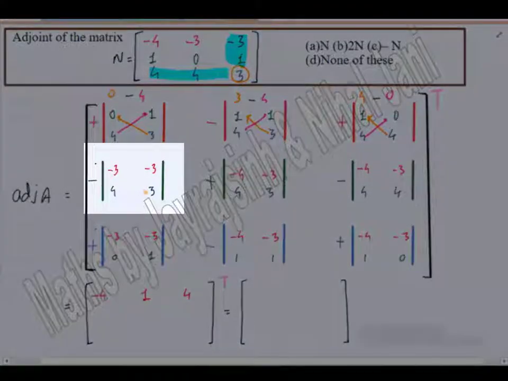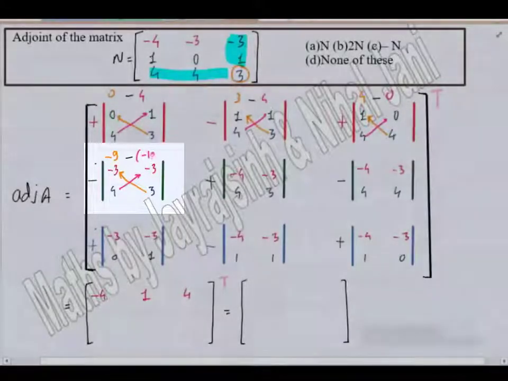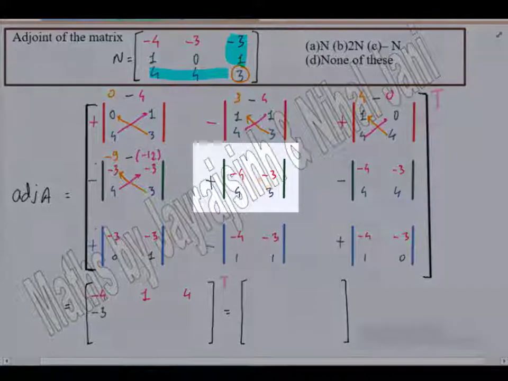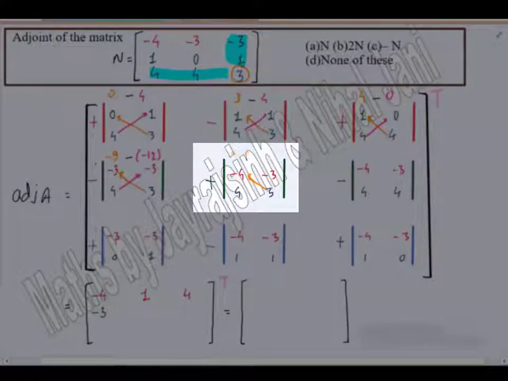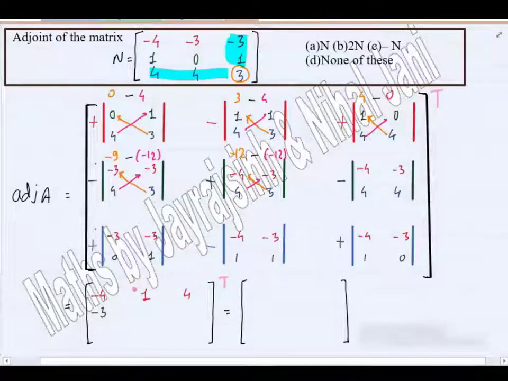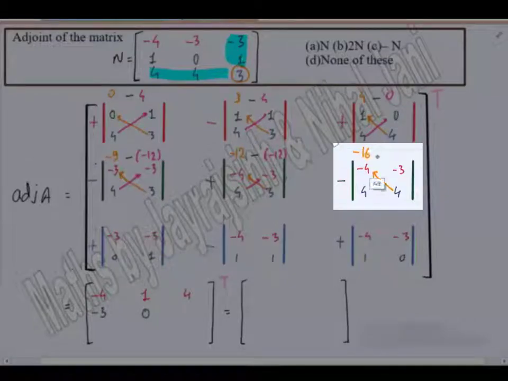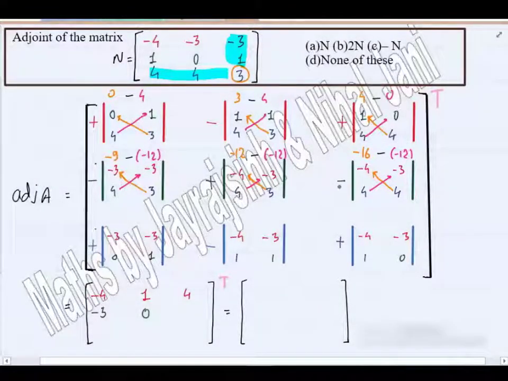Now the first element of the second row: -3 times 3 is -9, minus 4 times -3 is -12, will give us -3, right? Okay. And the middle element: -4 times 3 is -12, minus 4 times -3 is -12, which will give us nothing but 0. Then -16, -12, with the negative sign, will give us 4.